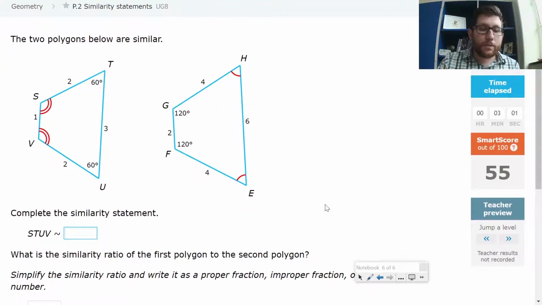All right, so hopefully this gives you a general idea of how to do IXL P.2. If you have any questions, feel free to reach out.